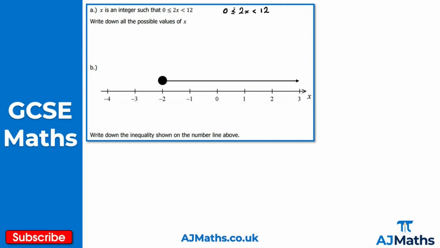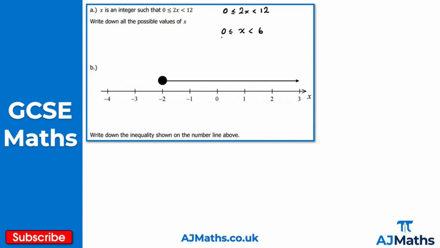We don't want this 2 in front. So how do we get rid of this 2? Well, because we're timesing x by 2 here, we do the opposite, so we divide through now by 2. So 0 divided by 2, that will give me 0. 2x divided by 2, that would give me x, which is what we want. And then 12 divided by 2, that would give me 6. Okay?